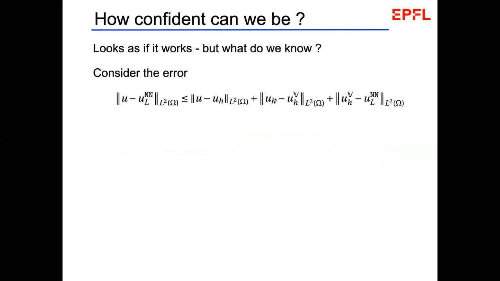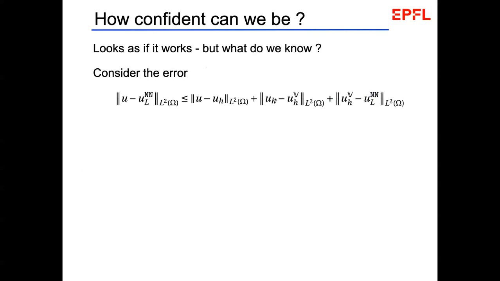Now, why is this useful? Well, because we can use this to actually design the architecture of the net. If you look at the error, what we're interested in is the difference between the exact solution and the predicted solution using the neural net. And we can split it into three with the triangle inequality. So the first piece is the difference between the exact solution and the solution I will be computing if I'm using my big expensive solver.